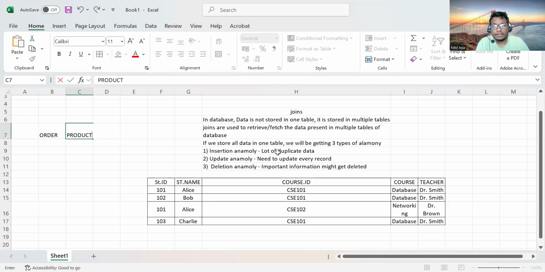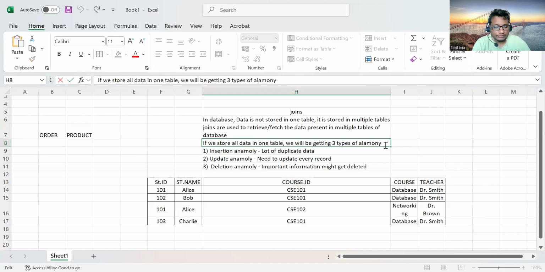If we store all the data in one table, we will be getting three types of anomaly. One is insertion anomaly, second is update anomaly, third is deletion anomaly. So I will explain you about this.